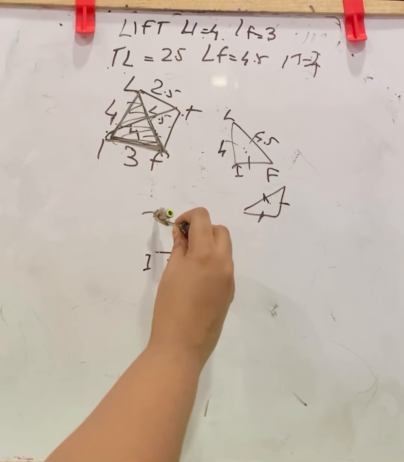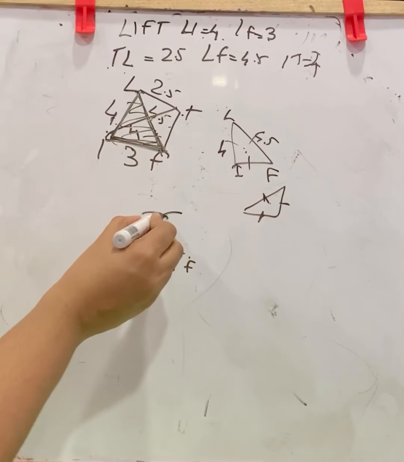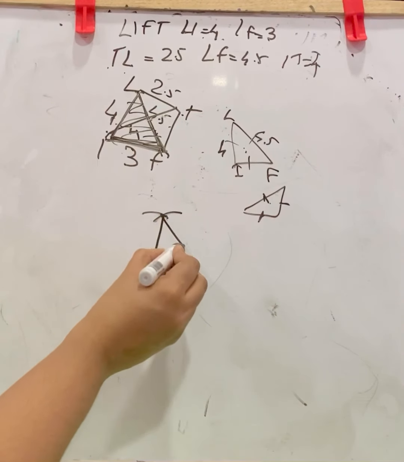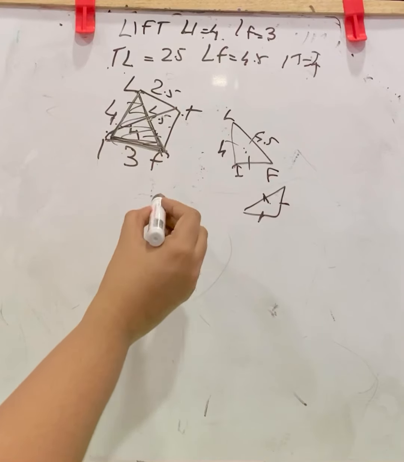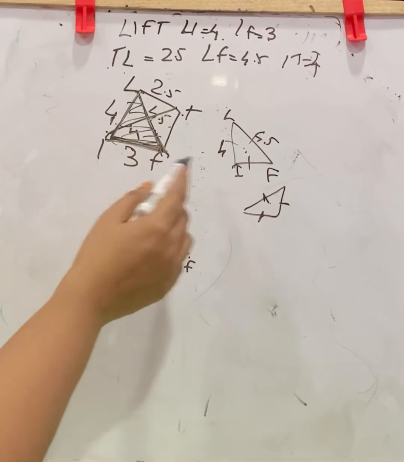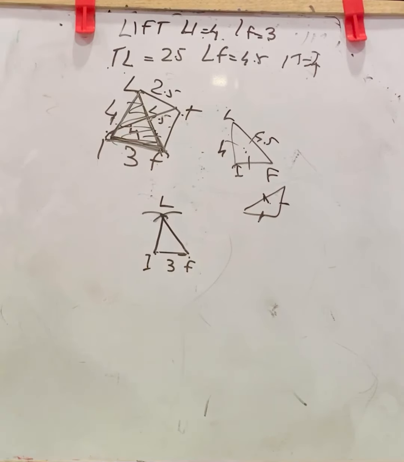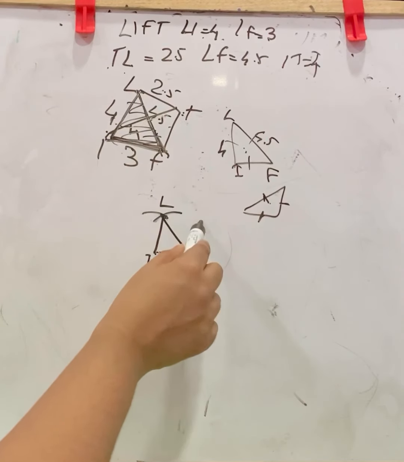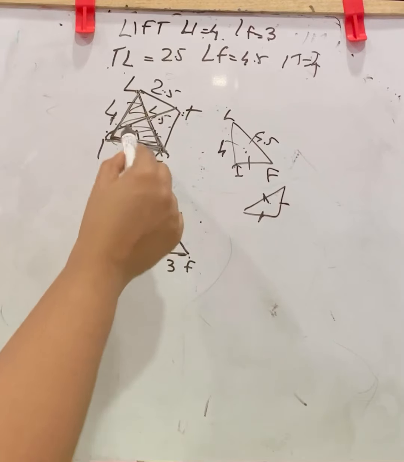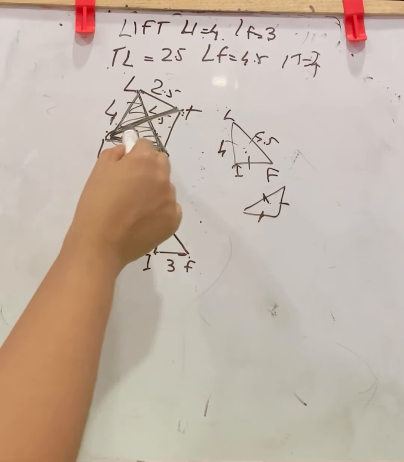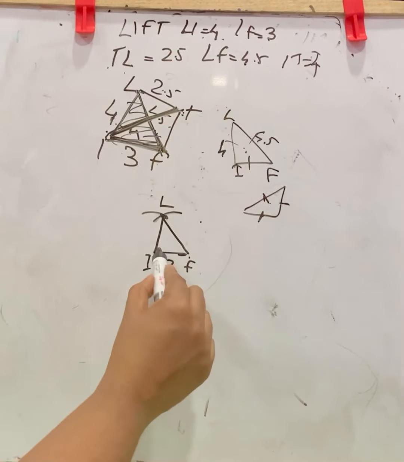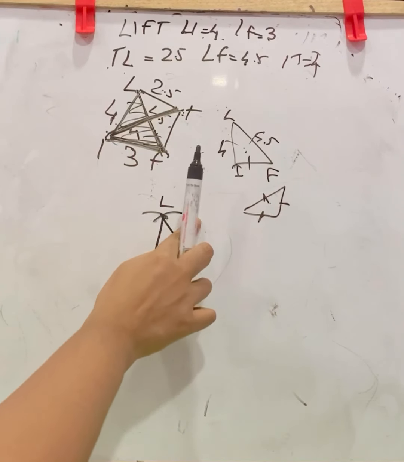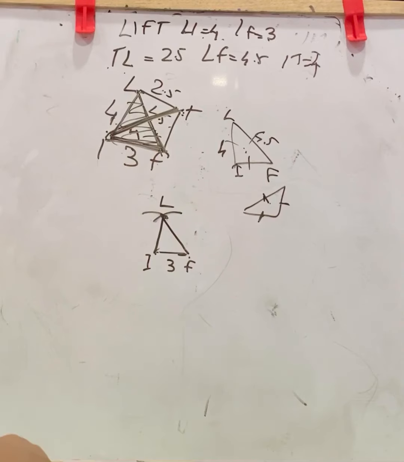Keep here, and now let us join this intersecting point to I and F with the scale. We will get it like this. This is triangle LIF. Now next we have LT is 2.5 and also IT is 4. We have this measurement and this measurement. Now let us take that.